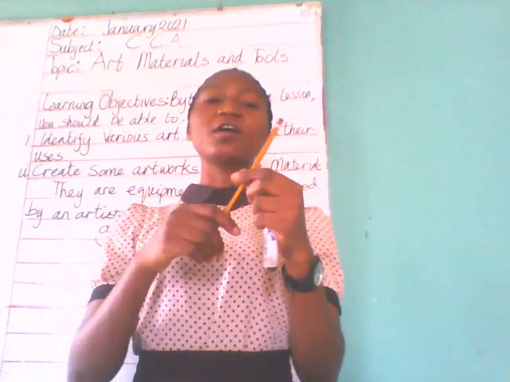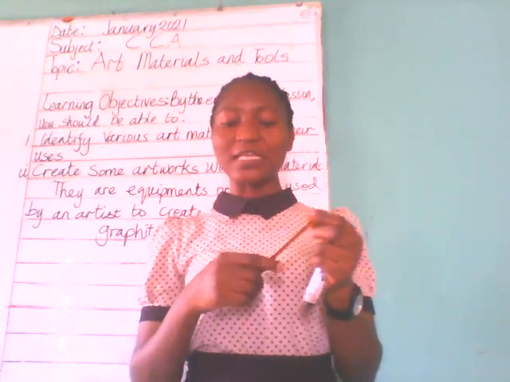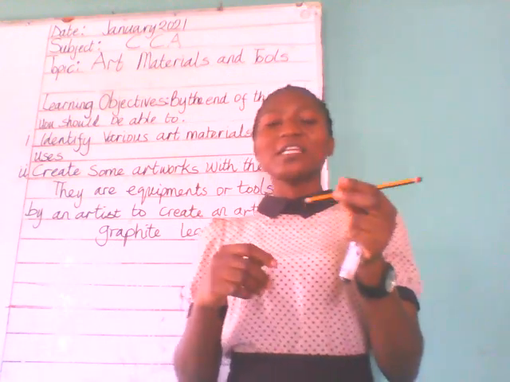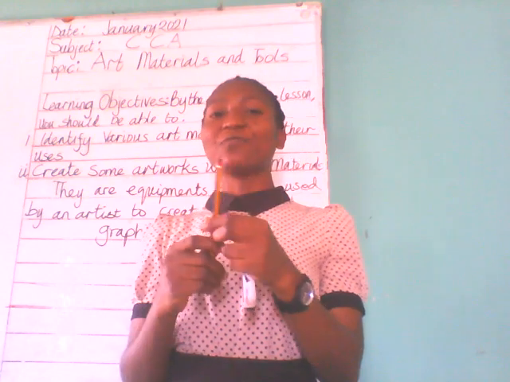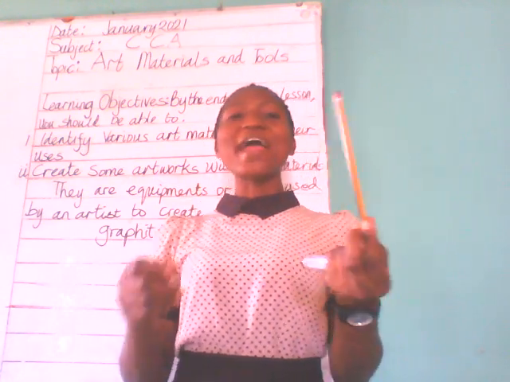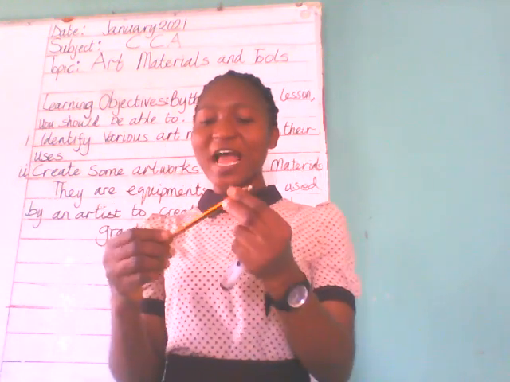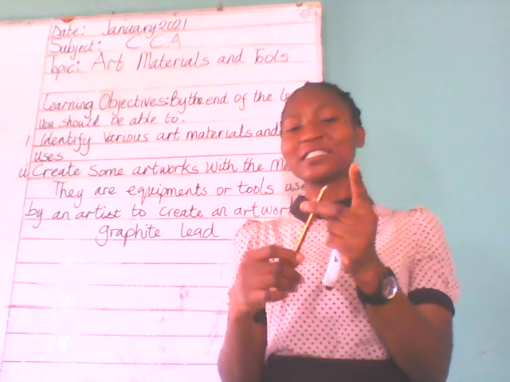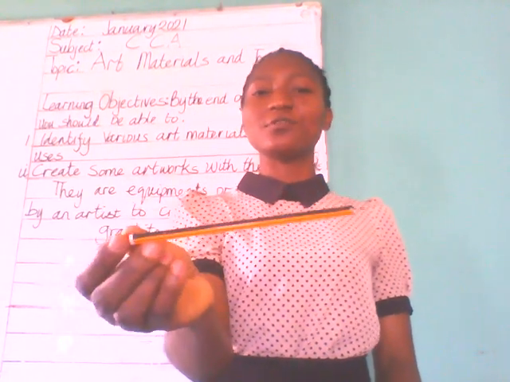Now we have two series of it. We have the B series and the H series. The H series is the one that is very dark and difficult to erase, while the B series is very soft and dark, and easy to erase. So this is a B series.